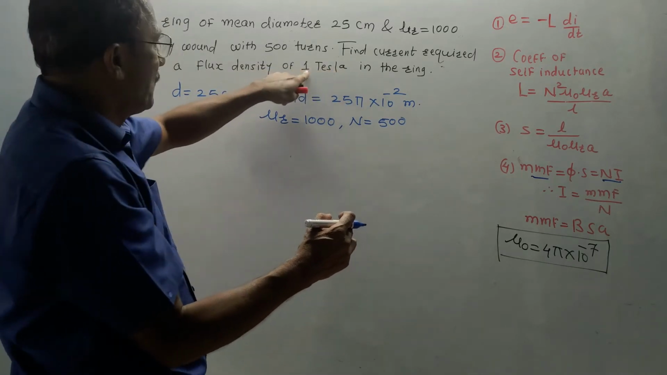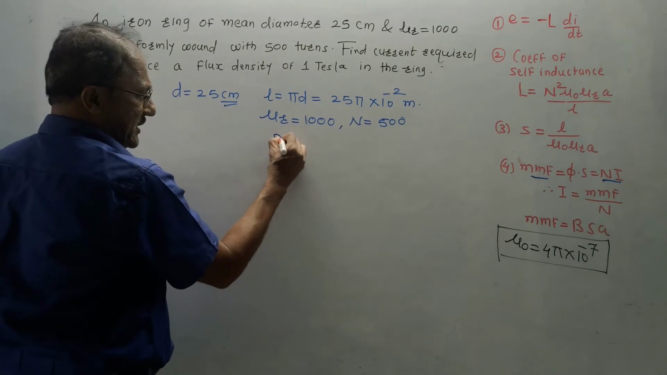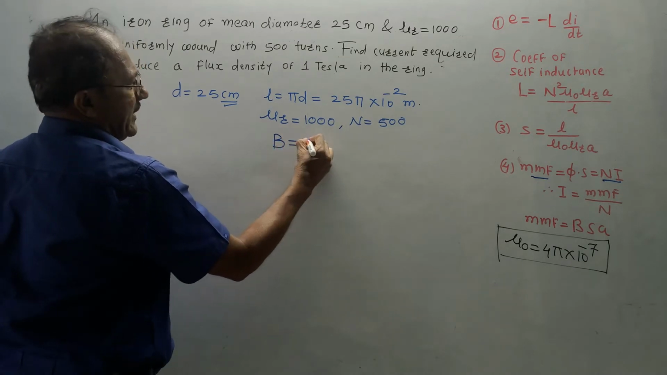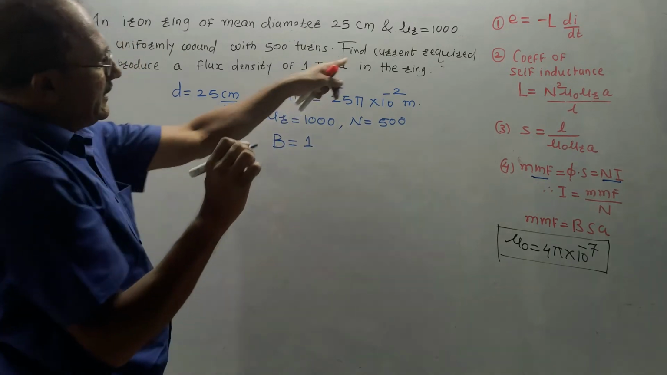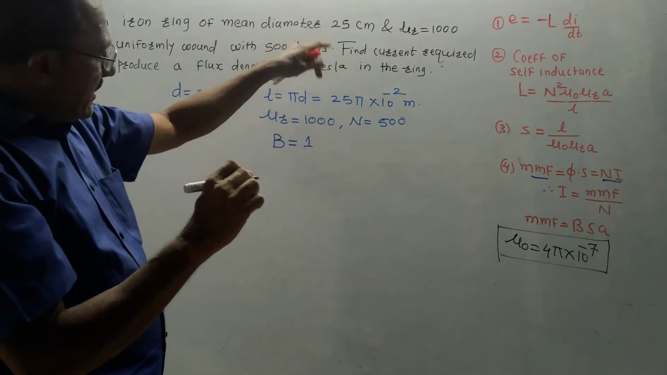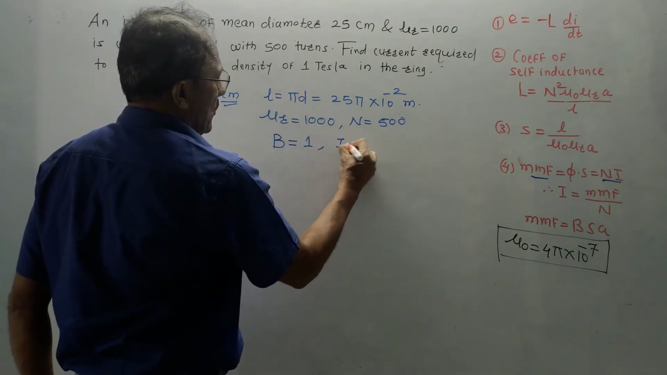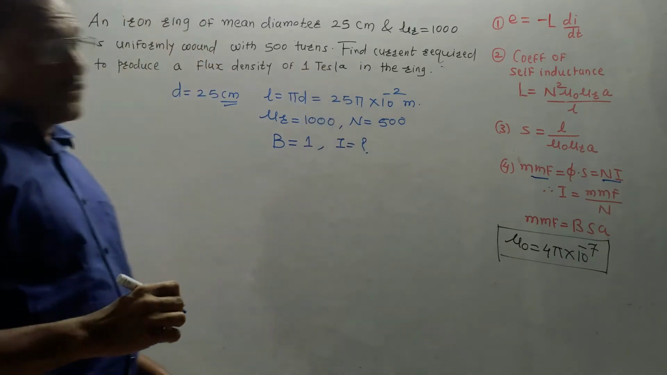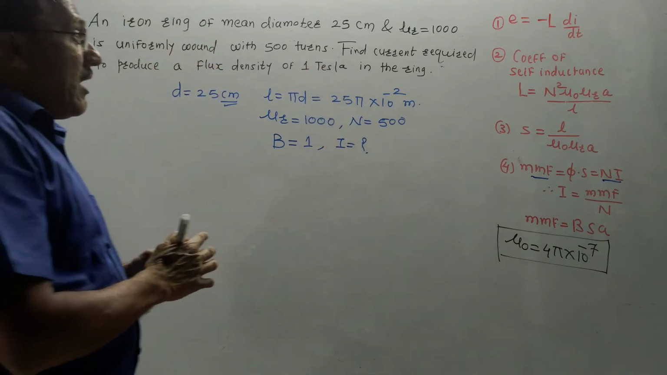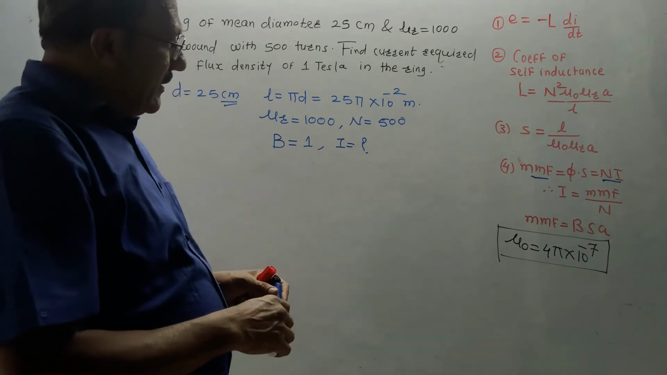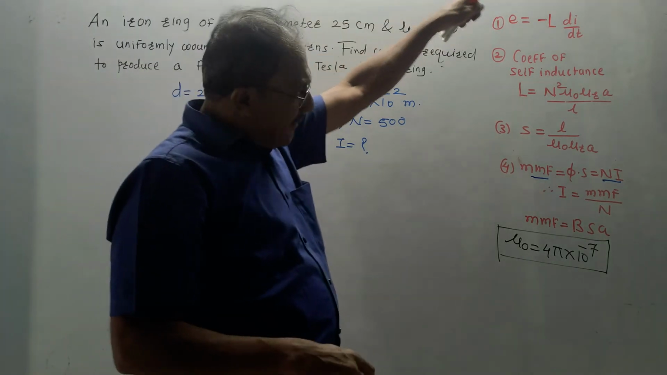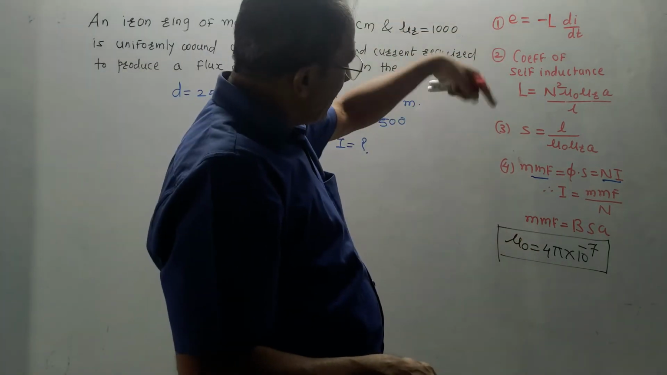Tesla is the unit of flux density. Flux density is denoted by B and it is 1 Tesla in the ring. These are the given values. It is asked to calculate the value of current. Now the question arises, how to start the numerical? Is there any formula in our list which is related to current?